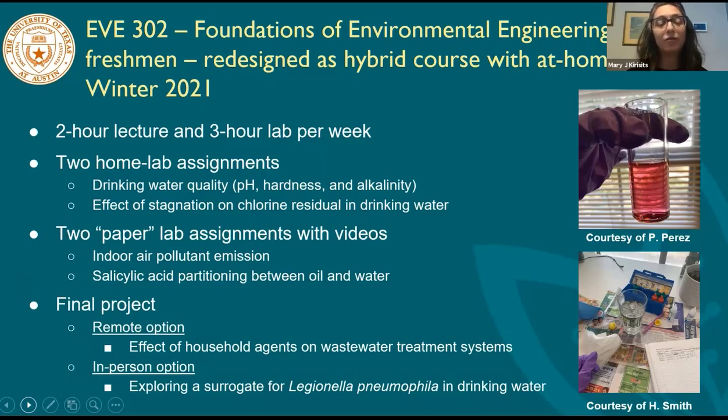And then our final project, again, because this was a hybrid course, I had some people wanting to be in person and some people being remote, we had to have a final project for both of those options. And the remote option was one that I had taken from Susan, the effective household agents on wastewater treatment systems. And then the in-person option, we were exploring a potential surrogate for Legionella pneumophila in drinking water. And some of the students that had signed up for the in-person course, for whatever reason, they wanted to do the remote option for the project, which was fine. And we also had the reverse. Students that had signed up for the remote one actually wanted to come in and be with people and do the in-person option. So we had a mixture of students participating in the projects.